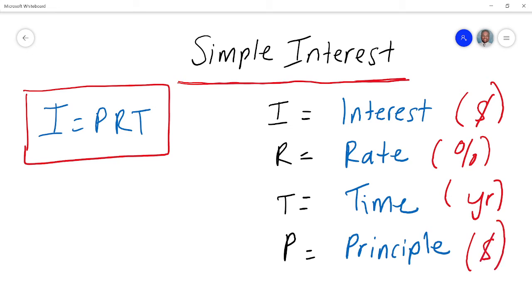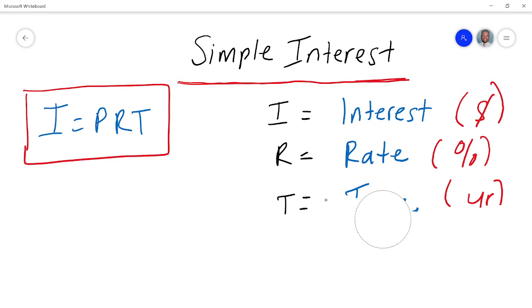Now, I'm not here to talk more about what simple interest means. We want to look at how we can use changing the subject of the formula to get other important areas such as P, R, and T. So let's get working on that area.